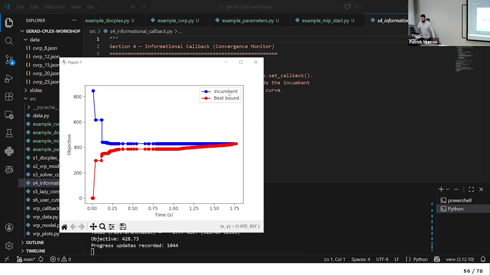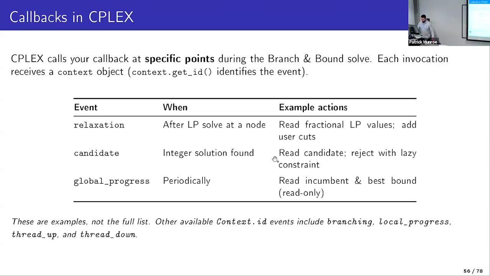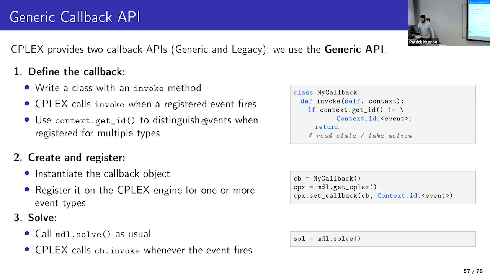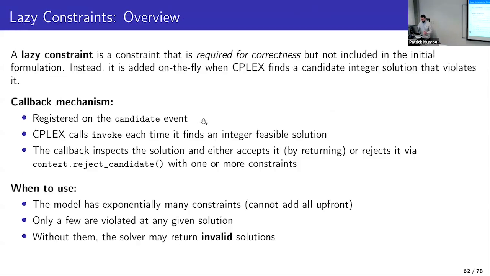So you see what the incumbent is, the best feasible solution. On the right axis, you have the objective value. On the x-axis, you have the time. And you see that the best bound increases, which makes sense when you solve a MIP. And the objective value of the incumbent decreases, as would be expected. This was constructed using an informational callback. But let's just go quickly over that. I think let's do the lazy constraint one. I think it's more useful than the informational one.